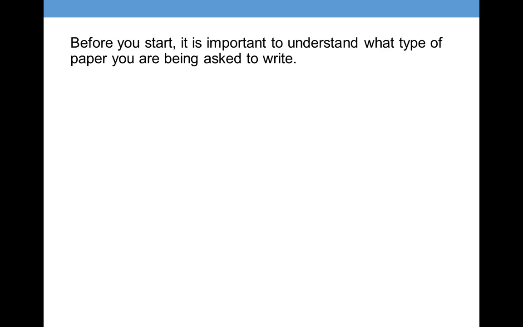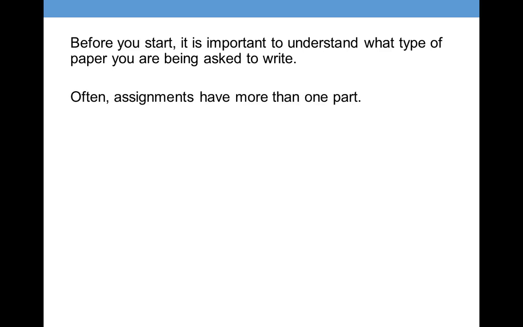Before you start to write, it's really important to understand what type of a paper you're being asked to write. The language of the question, particularly the directive or task words, can suggest an appropriate structure to follow. The task words are often the verbs in your assignment question, including words like analyze, compare, evaluate, illustrate, and summarize.